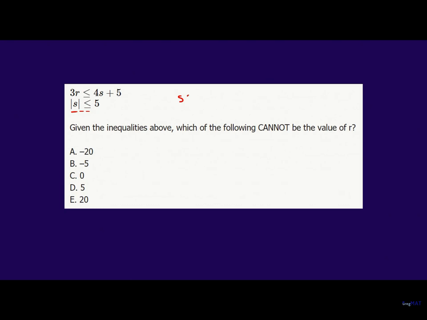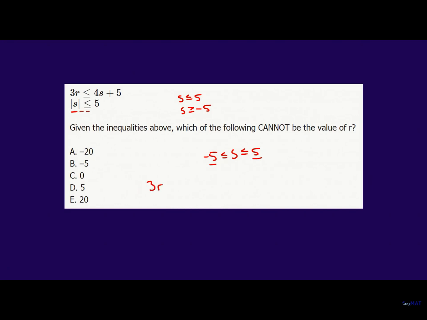So S is less than or equal to 5, and S is greater than or equal to negative 5, which we can write like this: 5 and then negative 5. And then what we want to do is test the extremes, right? So plug the 5 and the negative 5 into this equation and see what happens. All right, so let's start with the negative 5.